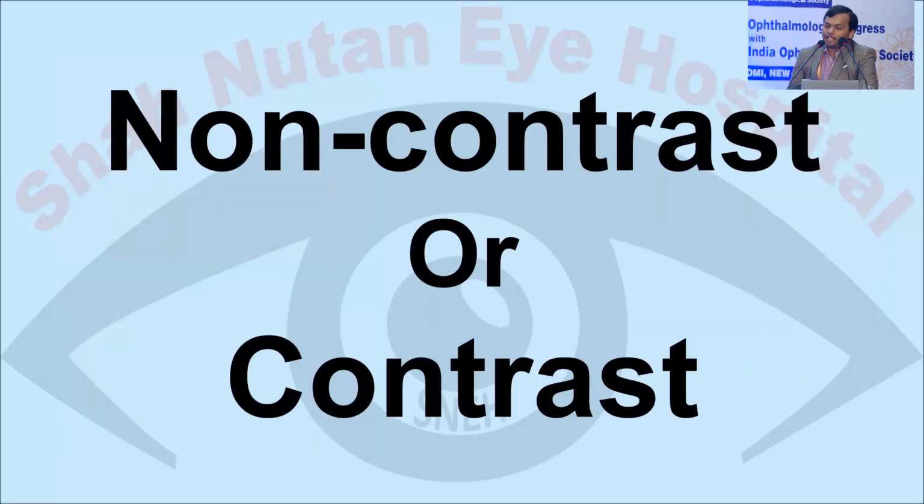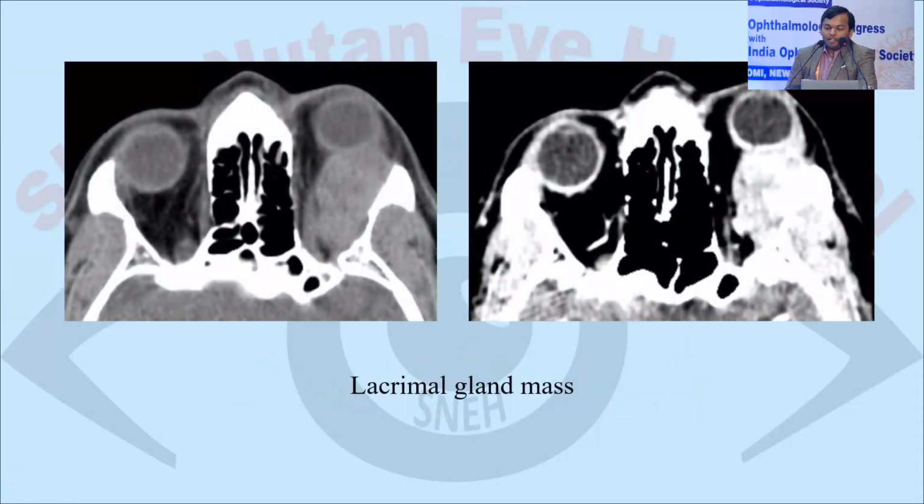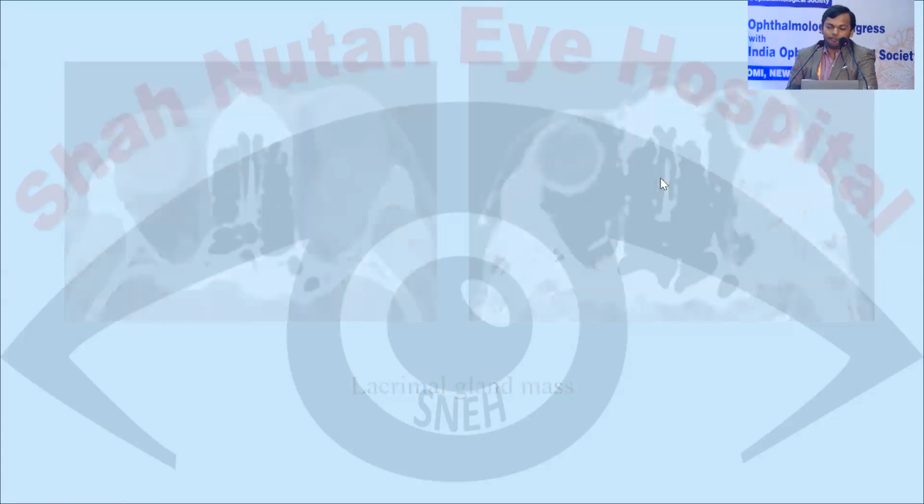Now, when to use contrast and when not to use a contrast. So most of the cases I have shown till now were non-contrast scans, and they provided us a very good method to determine the surgical plan. Now, these are some cases where lacrimal gland masses extending into the posterior orbit, and we can see a brilliant contrast enhancement in these masses. So these are usually malignant masses because a pleomorphic adenoma usually would not enhance so much, and this patient turned out to be an adenoid cystic carcinoma of the lacrimal gland.